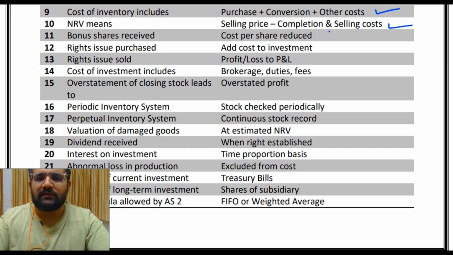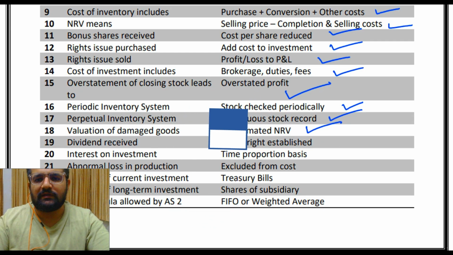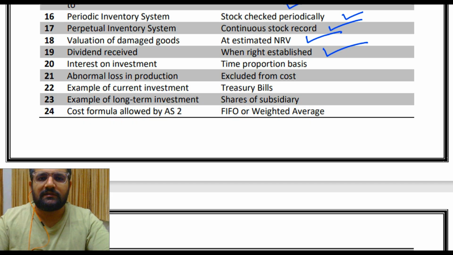Bonus shares received, cost per share reduced. Rights issue purchased, add cost to investment. Rights issue sold, profit or loss to profit and loss account. Cost of investment includes brokerage, duties, fees. Overstatement of closing stock leads to overstated profit. Period inventory system: stock checked periodically. Perpetual inventory system: we have seen this in the starting, a continuous stock record. Valuation of damaged goods at estimated net realizable value. Dividend received when right is established. Interest on investment on time proportion basis.